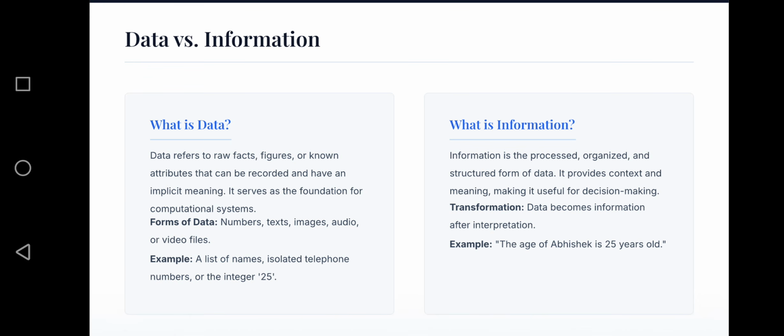Transformation. Data's transformation using interpretation becomes what? Information. So in transformation, data becomes information after interpretation.